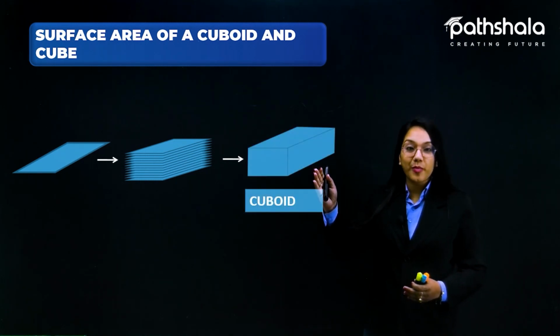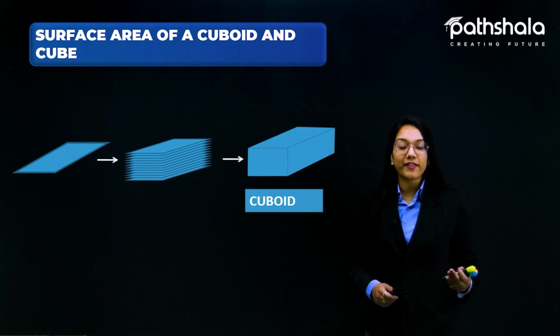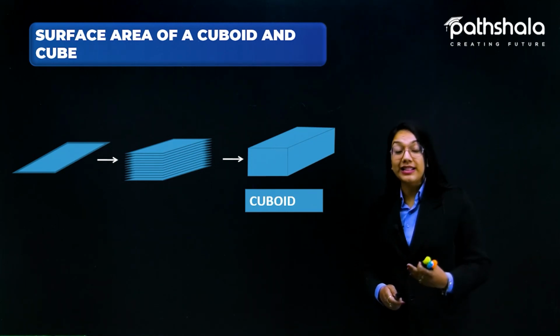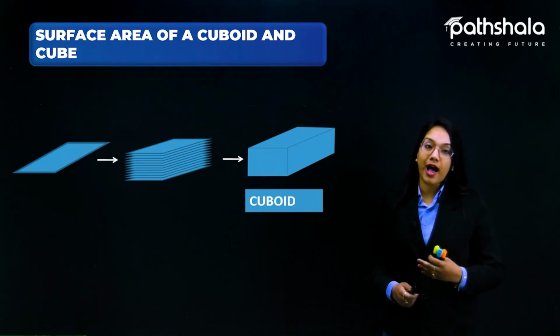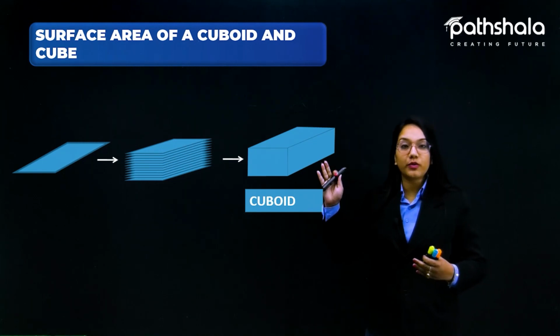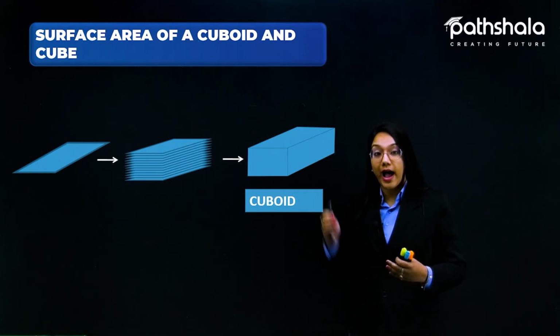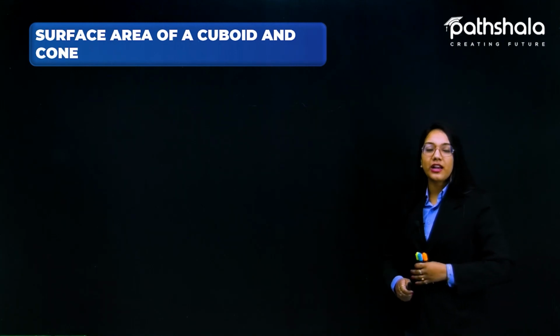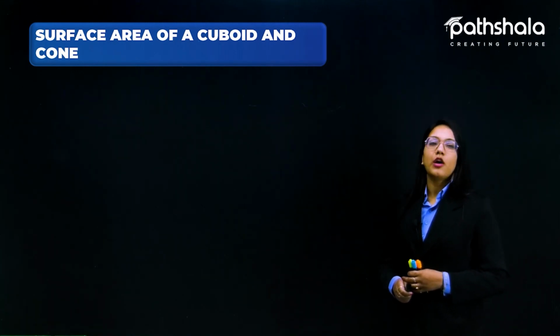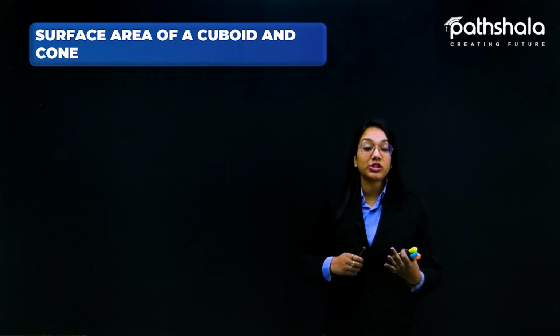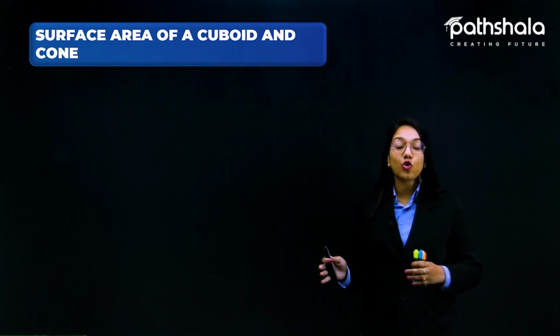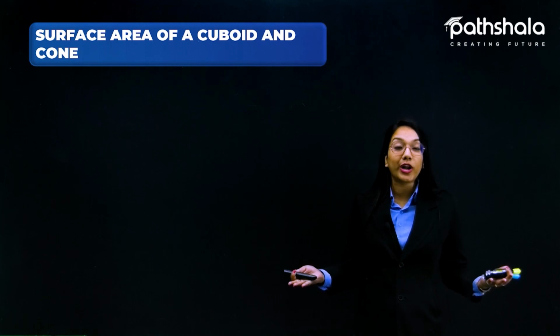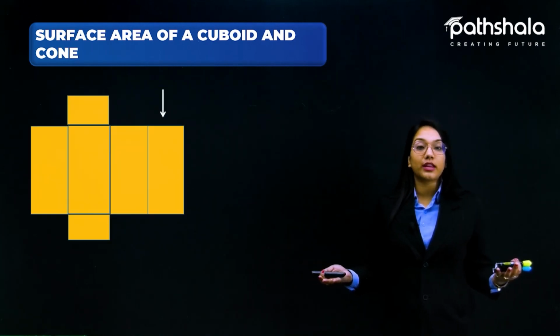So this is a cuboid, which has three dimensions: length, breadth and height. This would be the length, this would be the breadth, and this would be the height of it. Now suppose I take a box in the shape of a cuboid, and I open all the sides of the cuboid. Then I get a figure of this form.